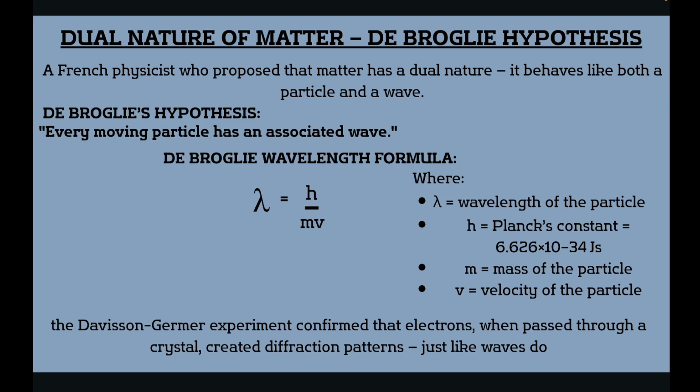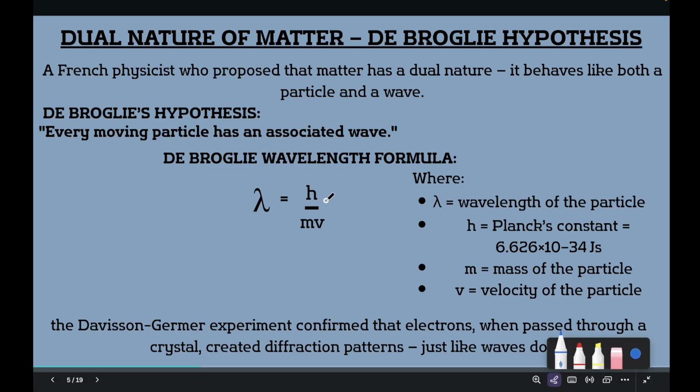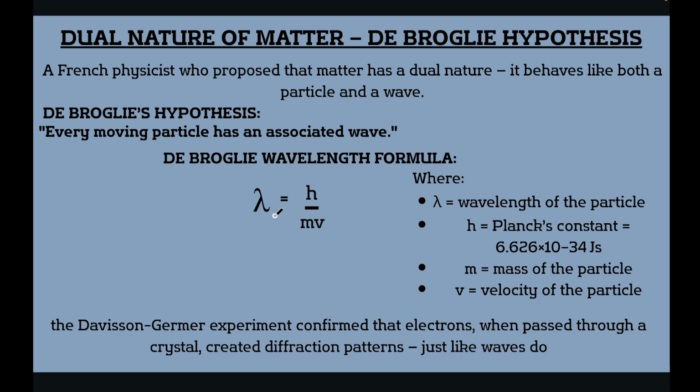A French scientist proposed that matter has a dual nature, that is, it behaves like both a particle and a wave. The de Broglie hypothesis says every moving particle has an associated wave, which is called a matter wave or de Broglie wave. The de Broglie wavelength formula is lambda is equal to h upon mv, where lambda is the wavelength of the particle, h is the Planck constant, m is the mass of the particle, and v is the velocity of the particle.